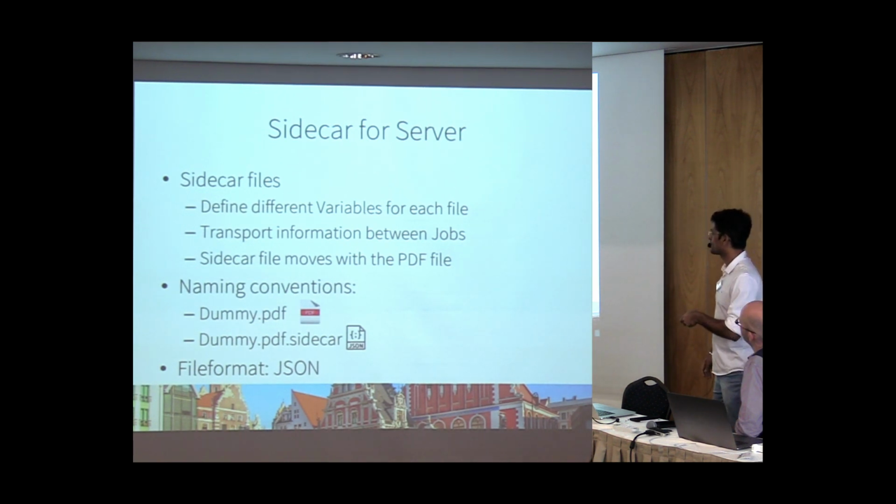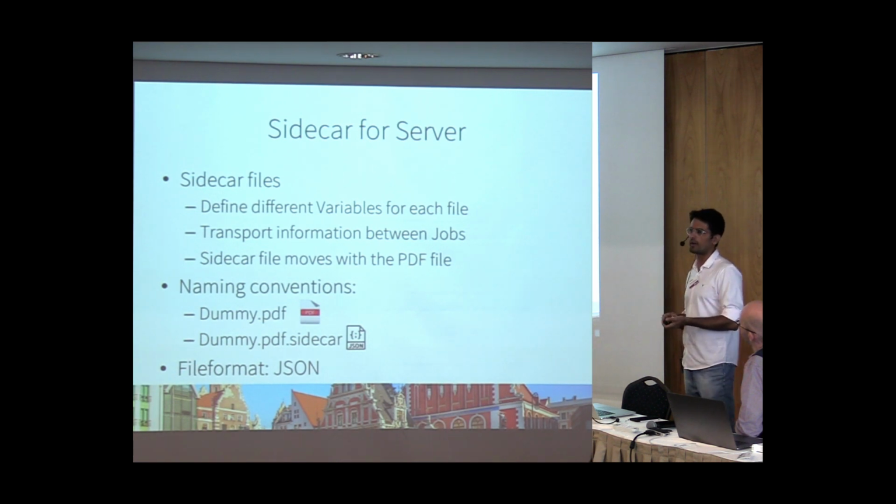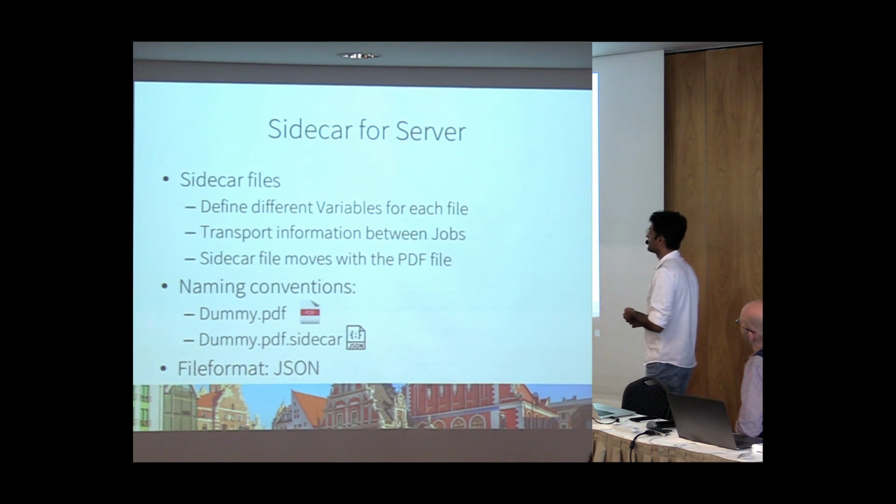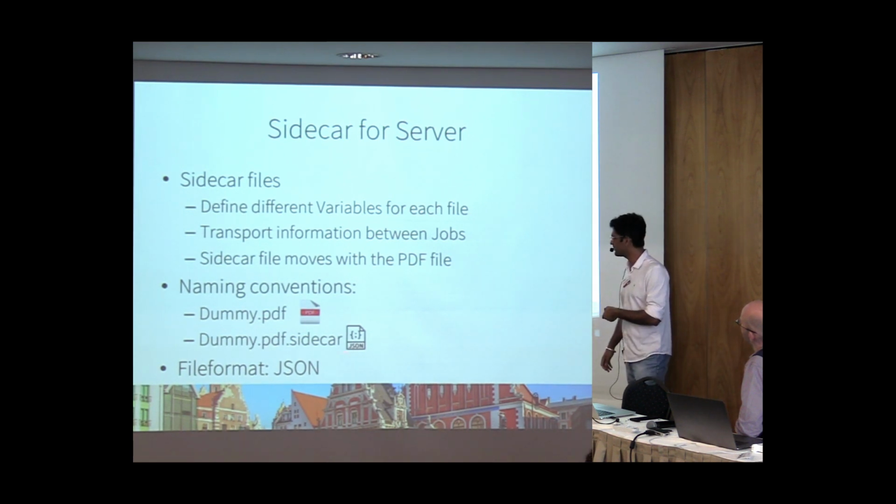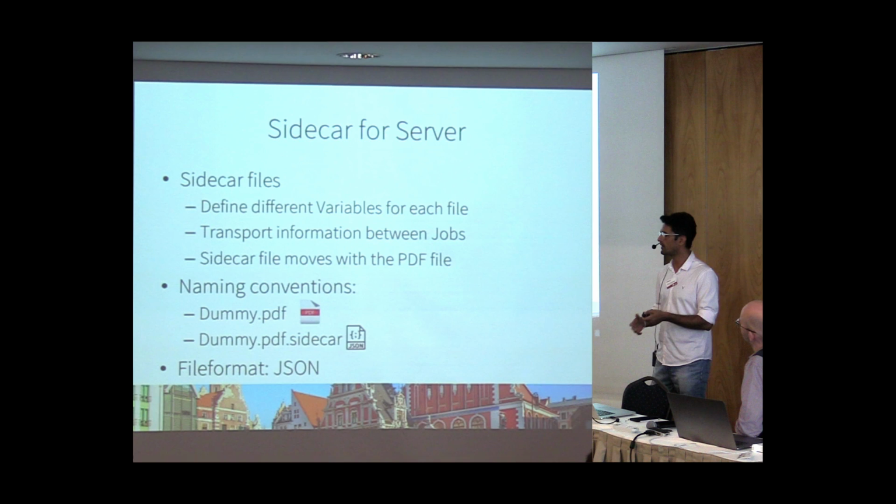There is some naming convention that you have to keep in mind if you're working with sidecar files. So if your PDF is called dummy.pdf, your sidecar file has to be called dummy.pdf.sidecar, whose file format is JSON.